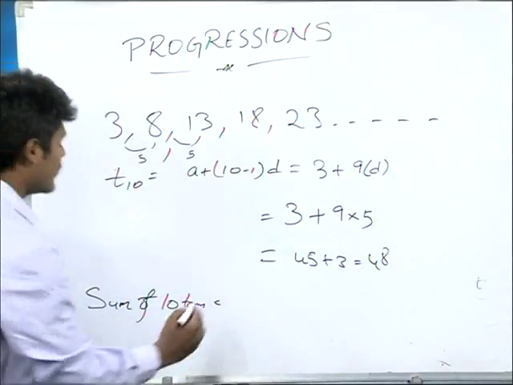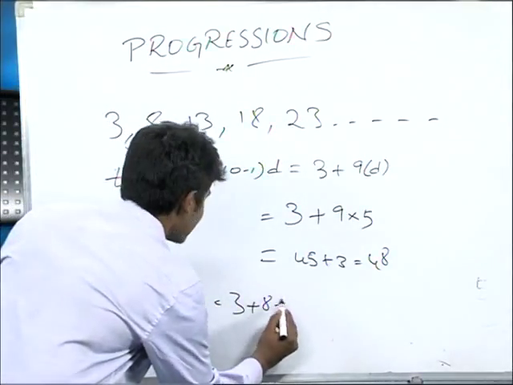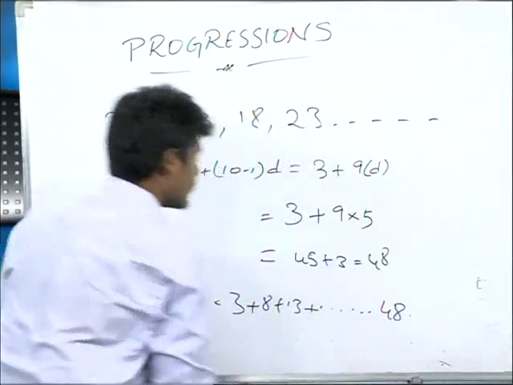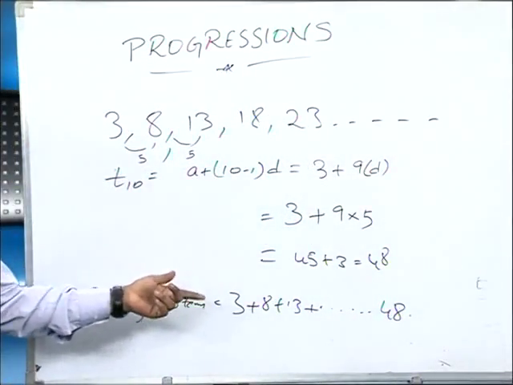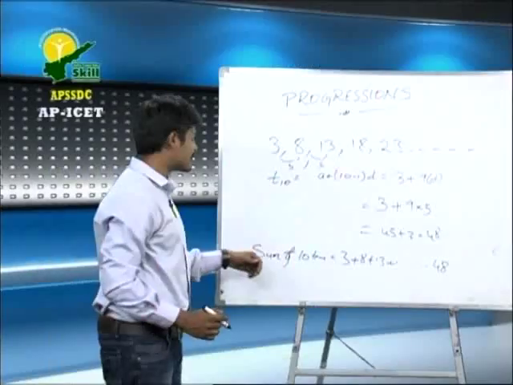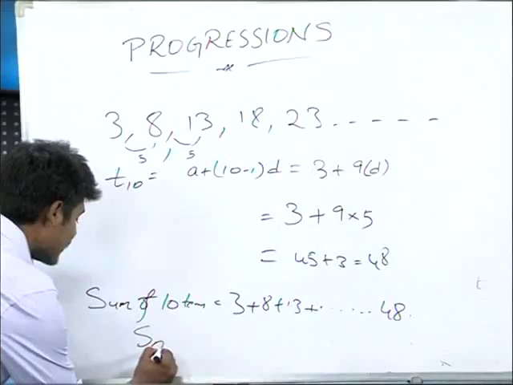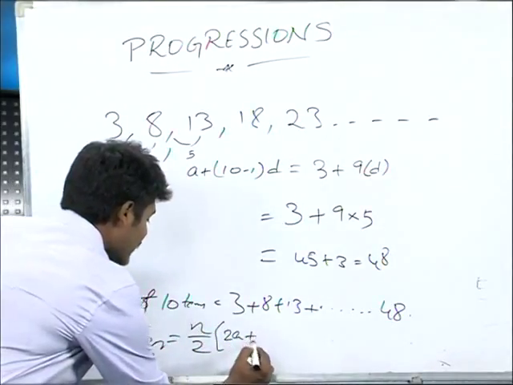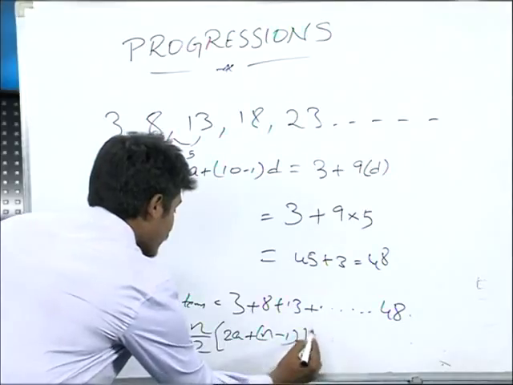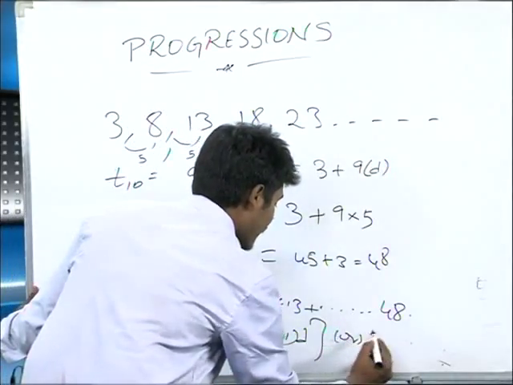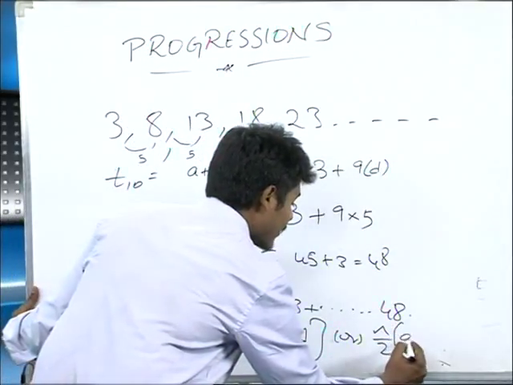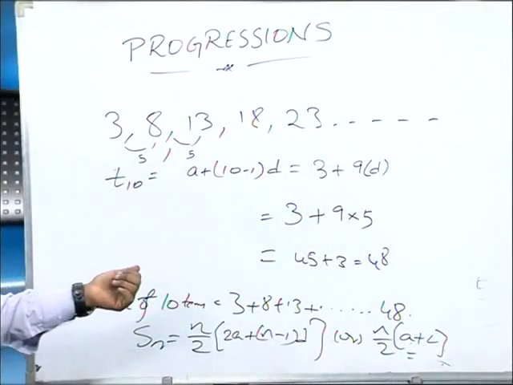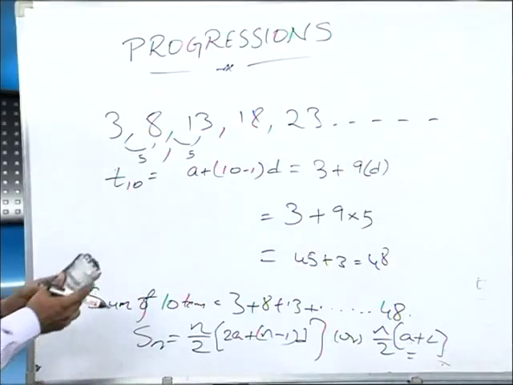That is 3 plus 8 plus 13 plus so on up to 48. దీని sum జనరల్ గా చేస్తే చాలా టైం పడుతుందండి, వి విల్ యూజ్ ద ఫార్ములా. సమ్ ఆఫ్ n టర్మ్స్ ఈస్ గివెన్ బై n/2 × (2a + (n − 1) × d), ఆర్ n/2 × (a + l). ఈ ఫార్ములాస్లో సబ్స్టిట్యూట్ చేసినప్పుడు అదే రిజల్ట్ వస్తుందండి, ఇప్పుడు చేస్తాం అదే.